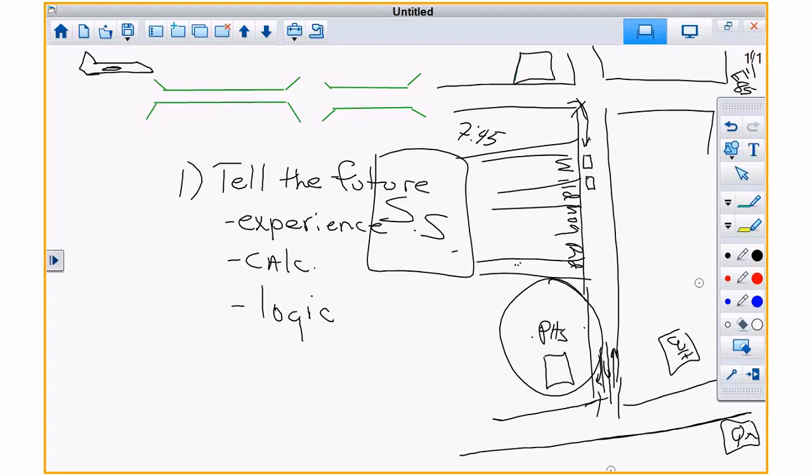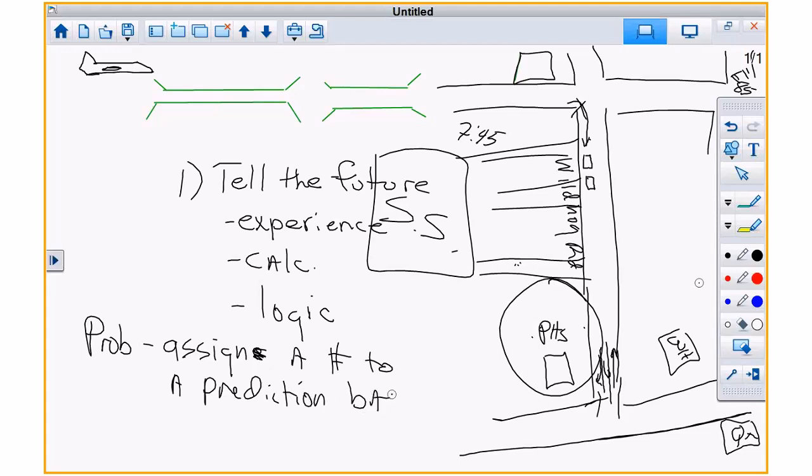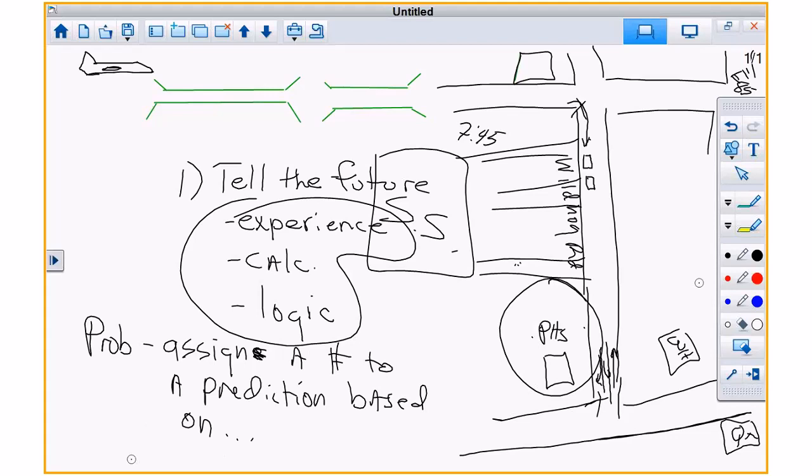So what I'm trying to tell you is, when somebody tells you they can tell the future, they're full of it. Nobody can tell the future. But what is probability? Probability, and you read the rest of the Hubertism definition. Probability is assigning, I don't know how to spell assigning, assigning a number to a prediction based on those 3 things: experience, calculations, which means statistics, what we just did in the last section, and logic.